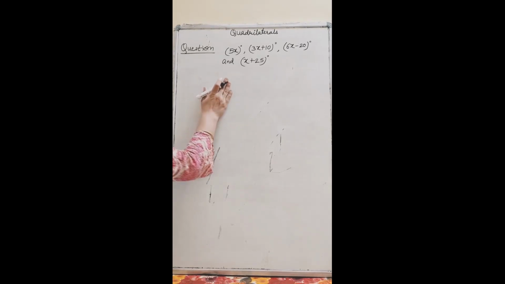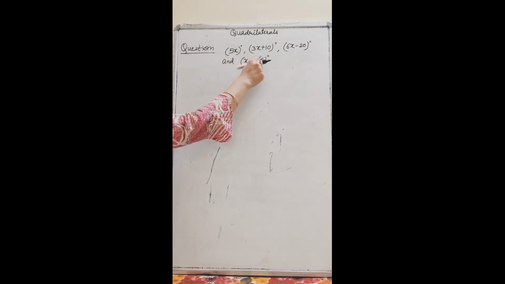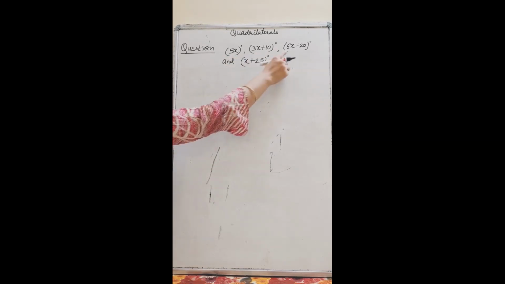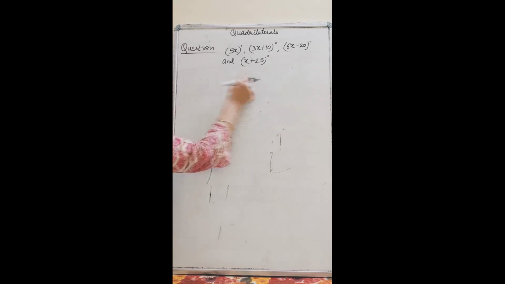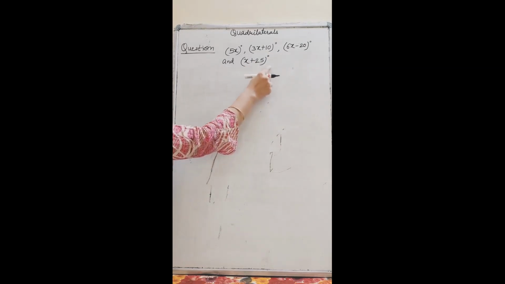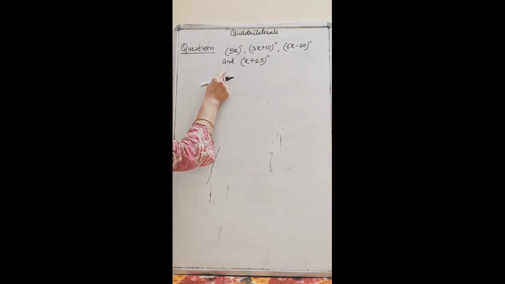In this question, 4 angles of the quadrilateral are given in variable form. The first angle is 5x degree, the second angle is 3x plus 10 degree, the third angle is 6x minus 20 degree, and the fourth angle is x plus 25 degree. We have to calculate the value of x and the angles of the quadrilateral in degrees. First we will use the property of a quadrilateral: the sum of the 4 angles of a quadrilateral is equal to 360 degree.